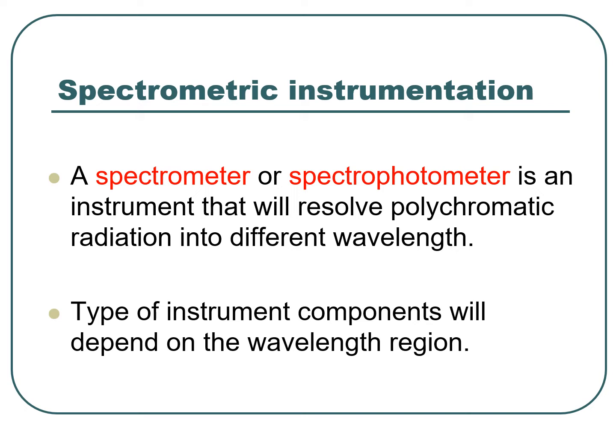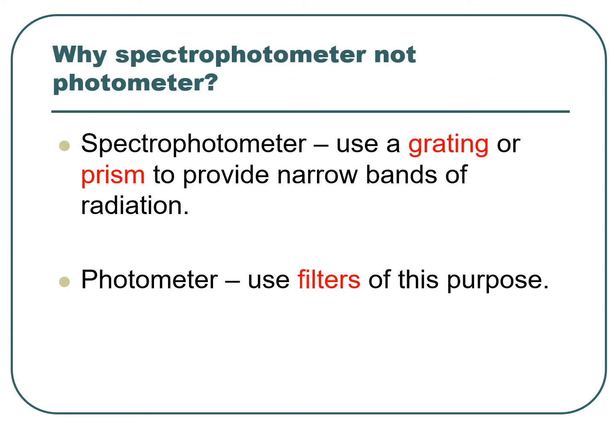A spectrometer or spectrophotometer is basically an instrument that will resolve polychromatic radiation into different wavelengths. The type of instrument component depends on the wavelength region. Students, why spectrophotometer and not photometer? There is a difference between these two. A spectrophotometer uses a grating or prism to provide narrow bands of radiation, while a photometer uses filters for the same purpose.